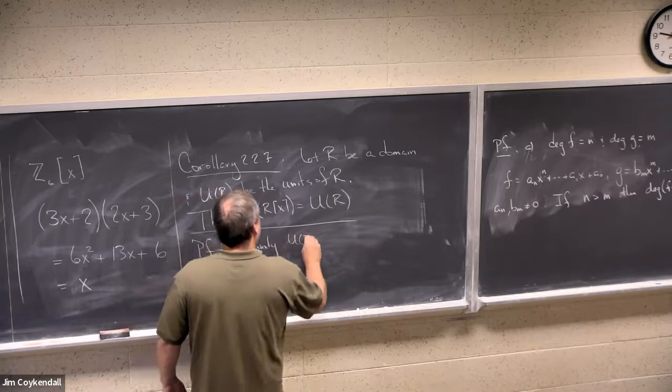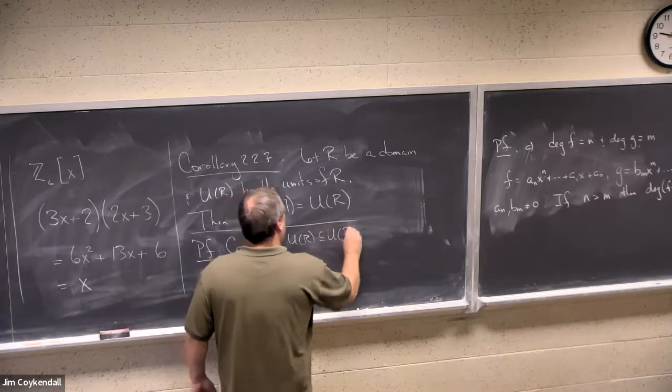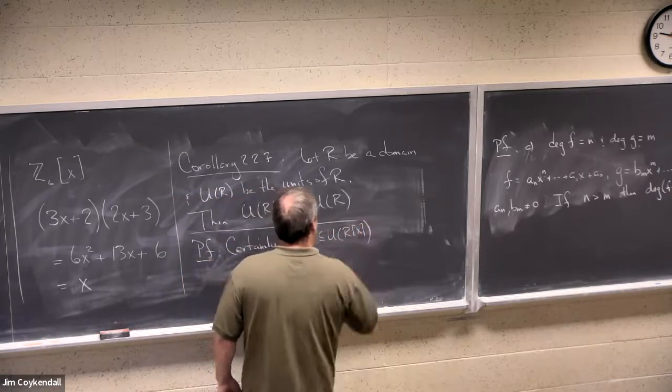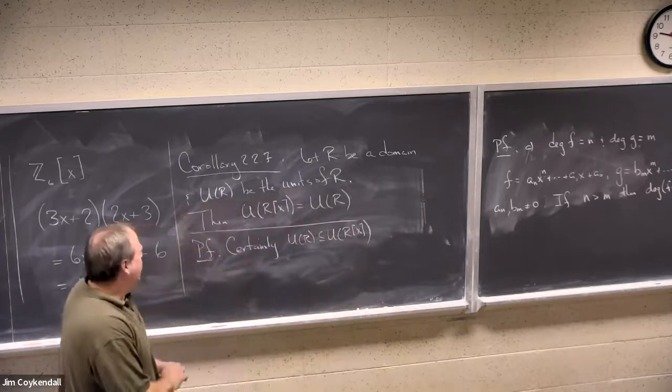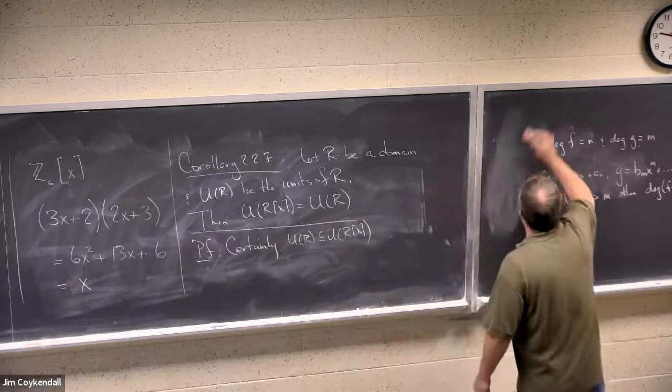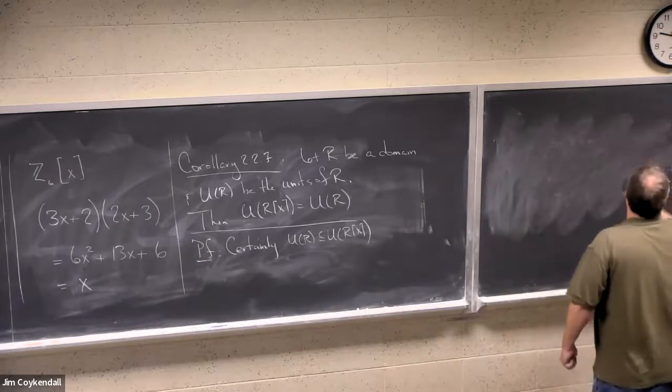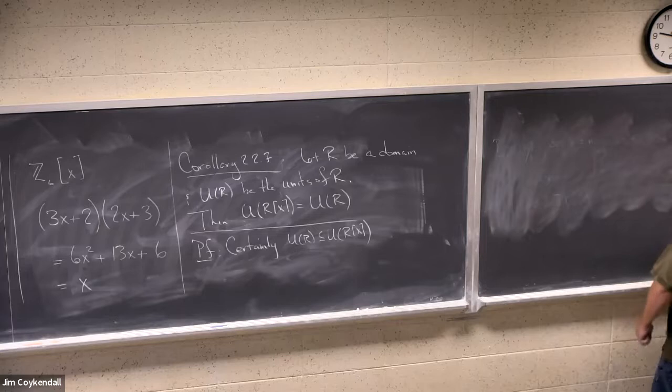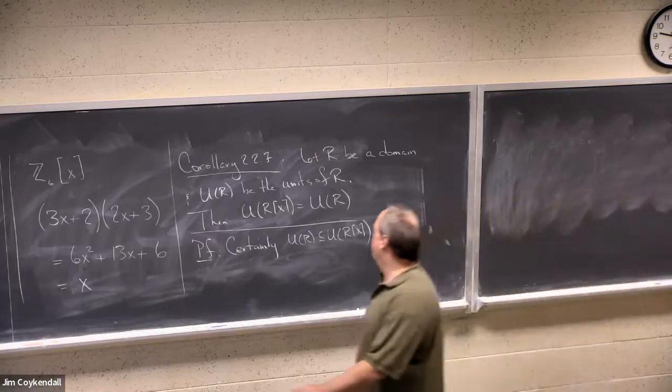Certainly, U(R) is contained in U(R[x]). Of course, anything that has an inverse in R, that inverse is also in R[x], so no problem there. And the rest of it is just a degree argument. So here's why it's a corollary.